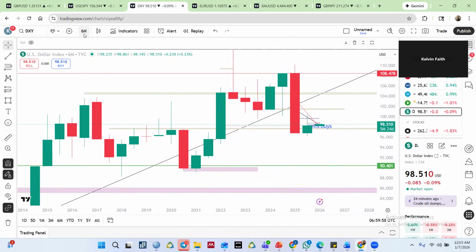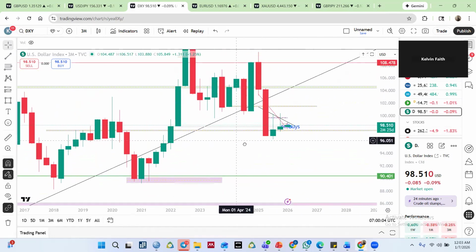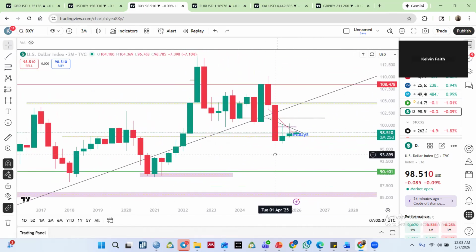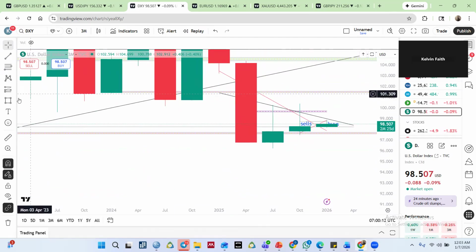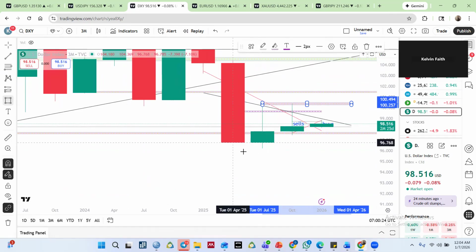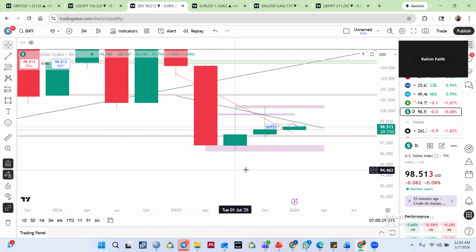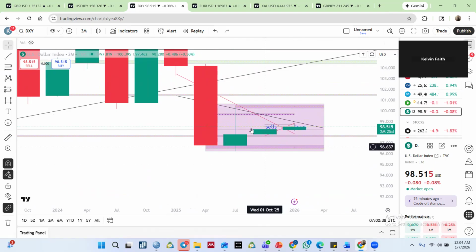So from 6 months, we move to the 3 month time frame, and we can clearly see that the DXY has been in this area. We can see this area here where we see these wicks, and we can also see exactly this low area here. So this entire area could be looking like a range. The market is ranging around this area.